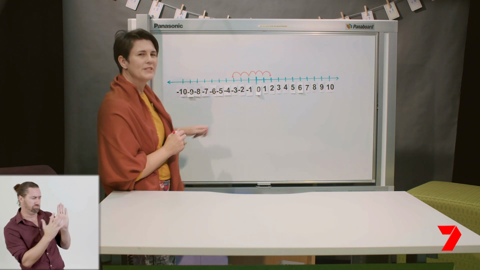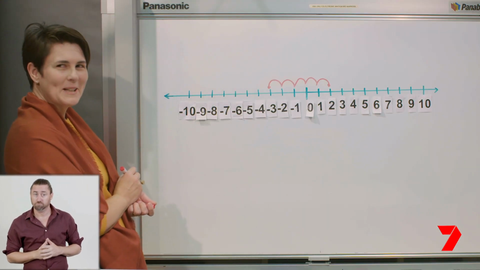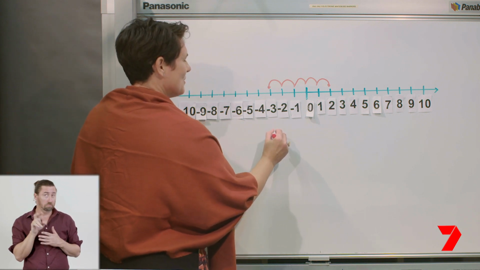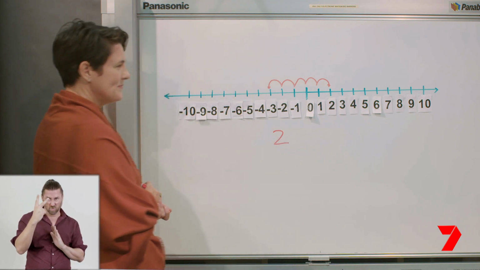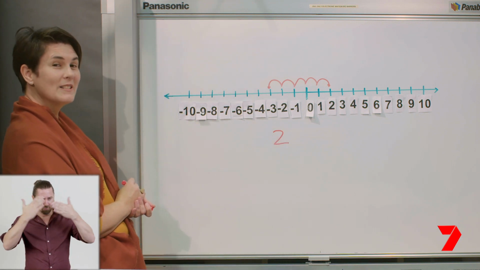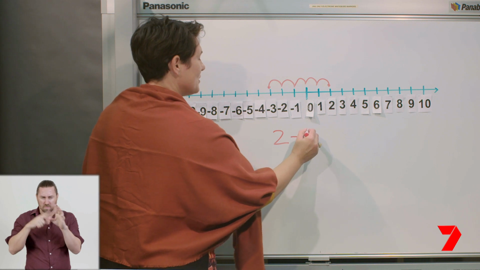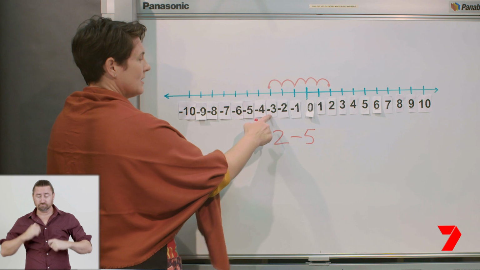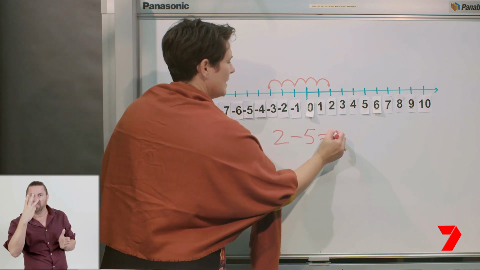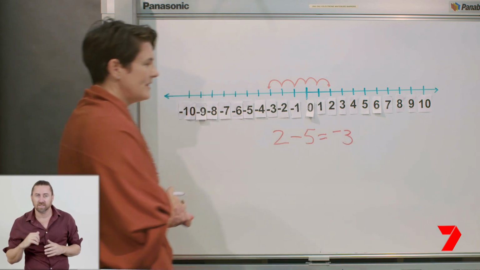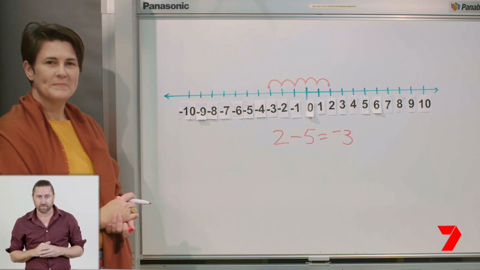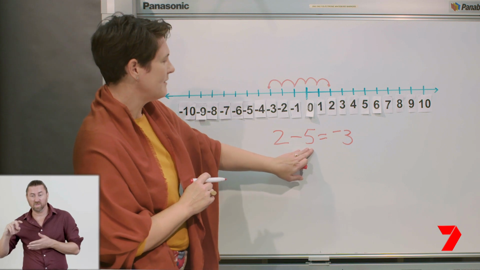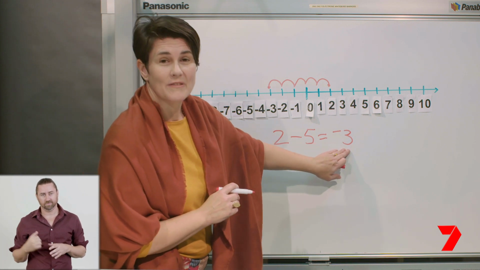Let's write a number sentence to show this problem. At bedtime, the temperature was 2 degrees. Overnight, it fell 5 degrees. In the morning, it was -3 degrees. 2 minus 5 equals -3.